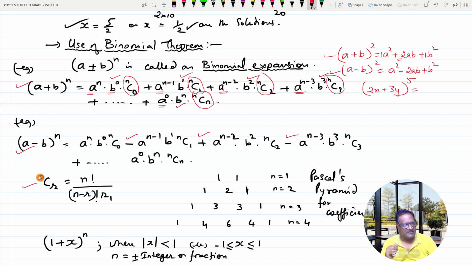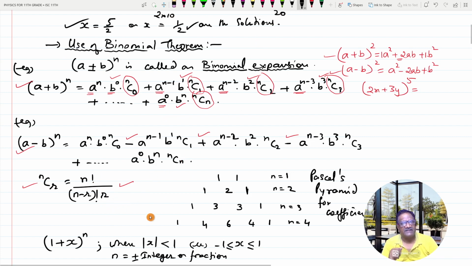Now here nCr, if you want to find out nC0, nC1, in general nCr, then this is the formula. nCr is given by n factorial upon n minus r factorial into r factorial. This is r factorial, not r1.